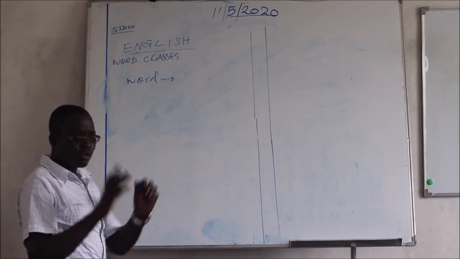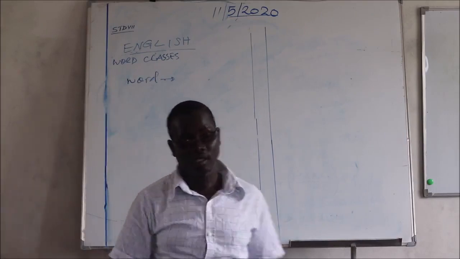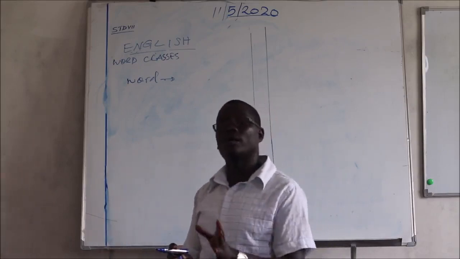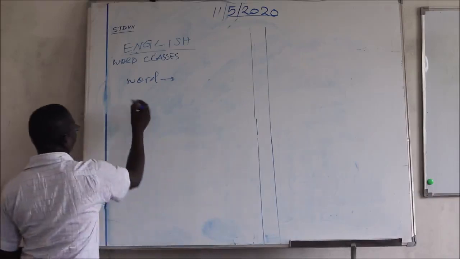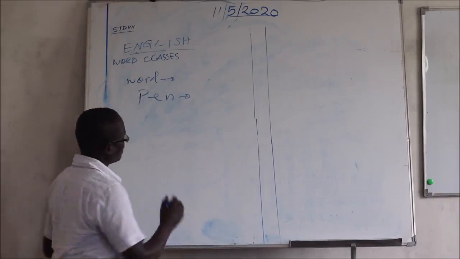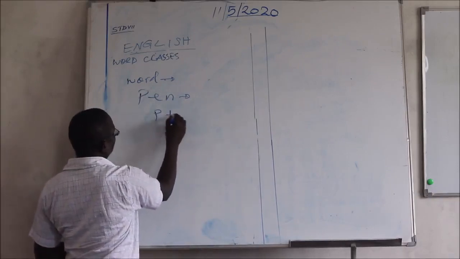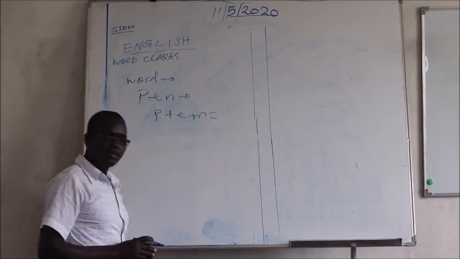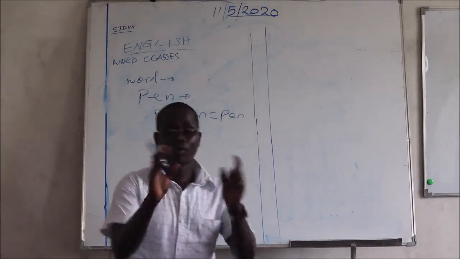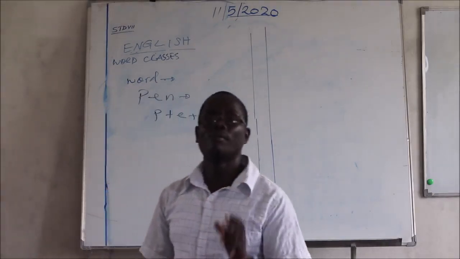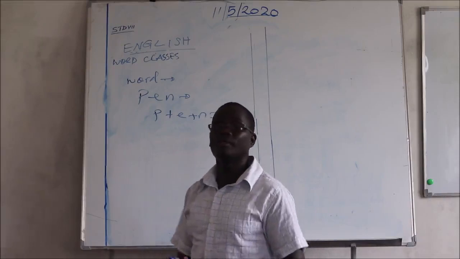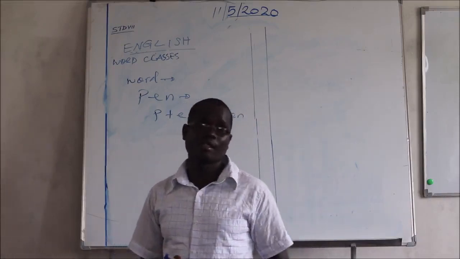A word simply means a collection of letters that carries meaning. For example, if we say the word pen, this is a collection of several letters: letter P plus letter E plus letter N, which gives us the word pen. When we say a word, we mean a collection of letters that gives a complete meaning. The word pen has meaning. It can simply be an instrument that we use to write with.